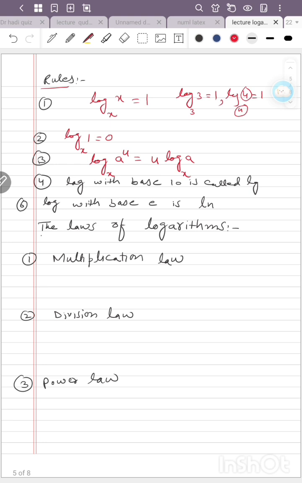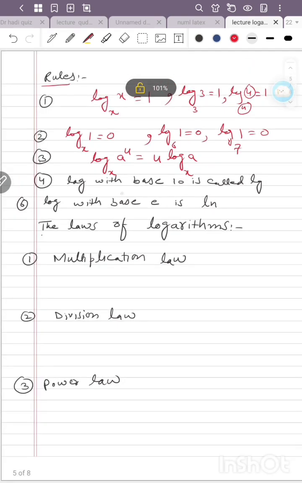Next, if the base is 6 and the argument is 1, the answer will be 0. If the base is 7 and the argument is 1, it will be 0. Okay, now these rules we have to use most commonly further on.